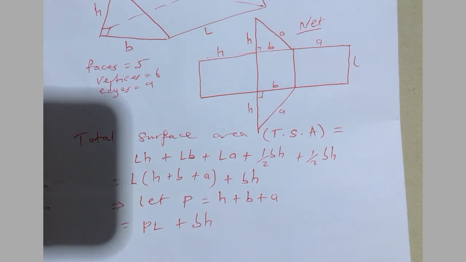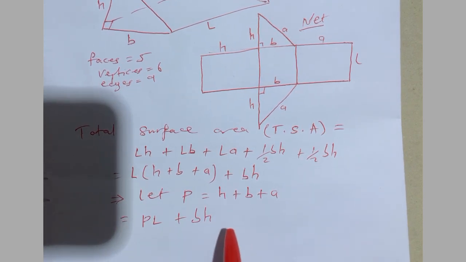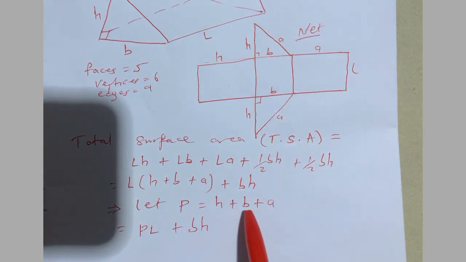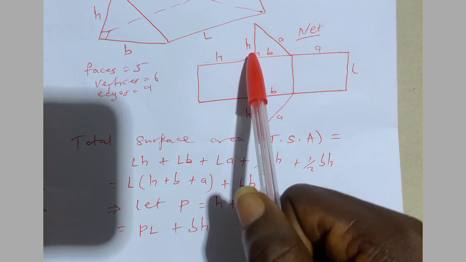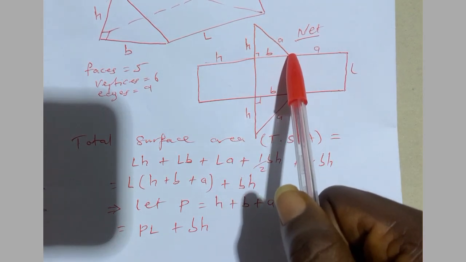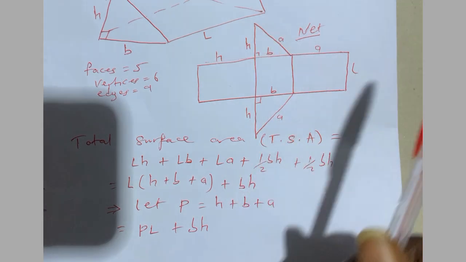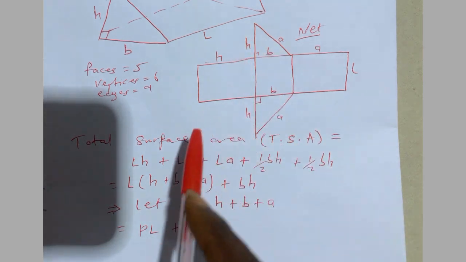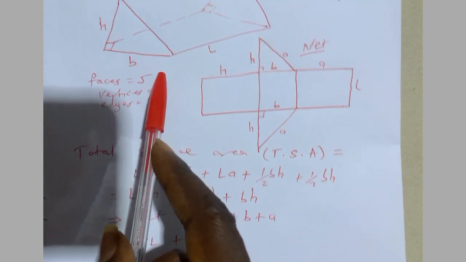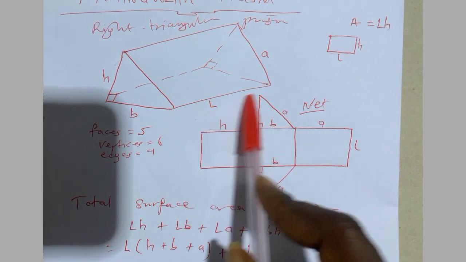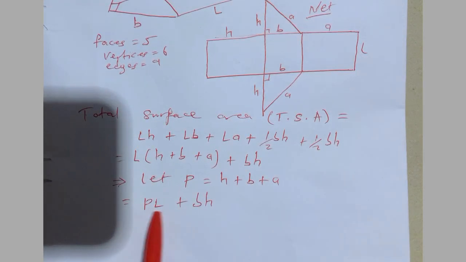And look at the triangle HBA. What's HBA? HBA is the perimeter of the triangle. So the P here means that we are talking about the perimeter of the right triangle in our triangular prism times the length, right? So that is the PL.